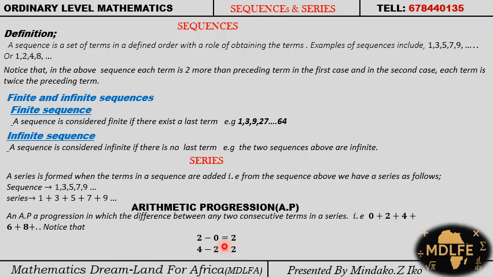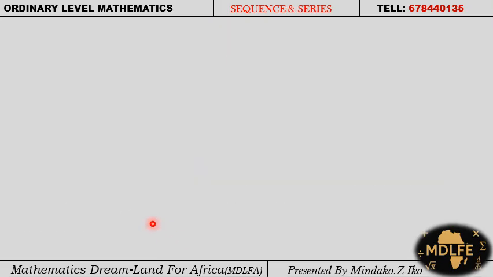Therefore, there exists a common difference. All right, so that is for an AP. An AP is a progression where there exists a common difference in the series given. Okay, let's move to the next point.